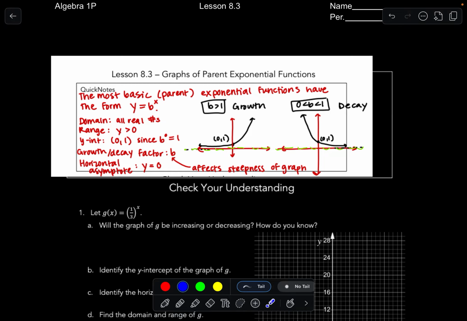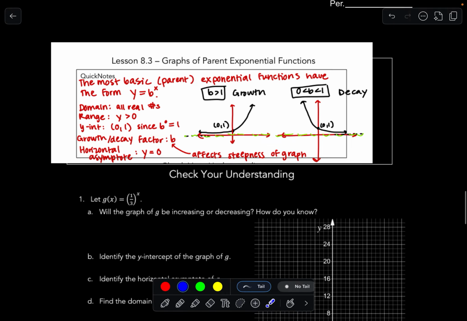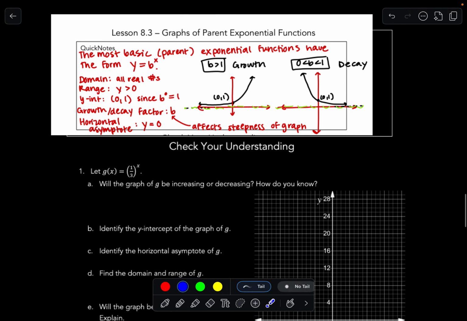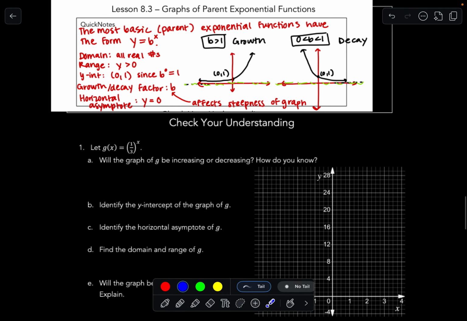and we say that y equals 0 is a horizontal asymptote. Also, the y-intercept for any function is when x is 0. So you plug 0 in, and b to the 0 is 1. So for any base, the y-intercept is going to be 1. Likewise, for any base, when x is 1, you will get b. And the bigger b is, the steeper the graph is, the faster it grows. So b affects the steepness of the graph.